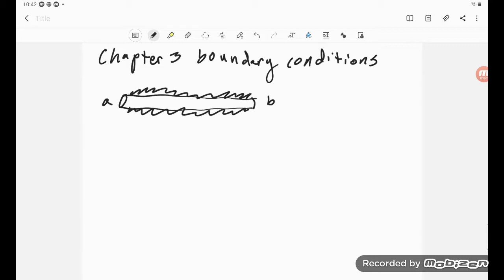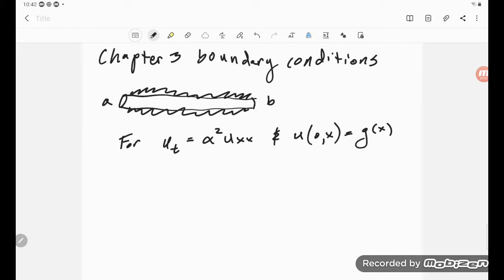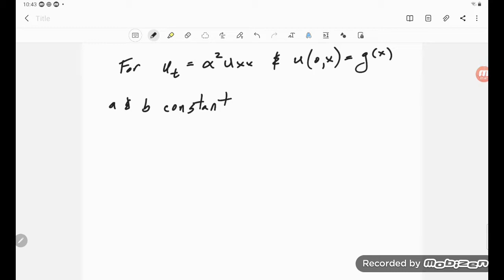And so with this, we have our U sub t equals alpha squared U sub xx, and some U0 of x is some g of x. Now, if we first look at A and B constant, we've already looked at that in earlier chapters. So A and B are constant, A equals some A0, B equals some B0.